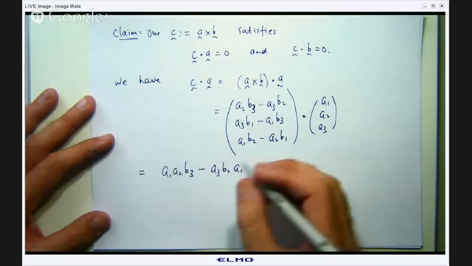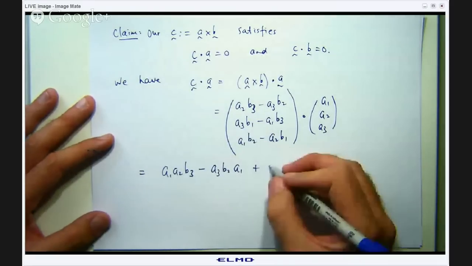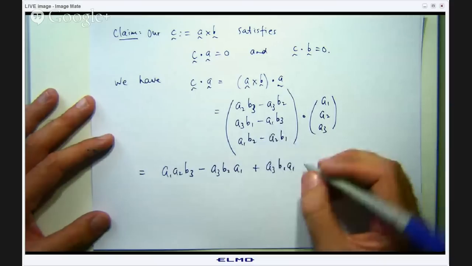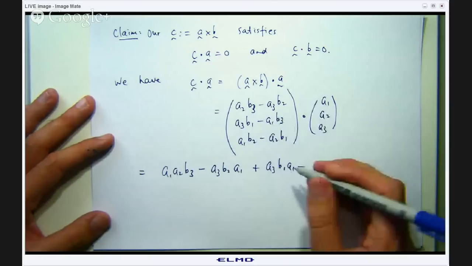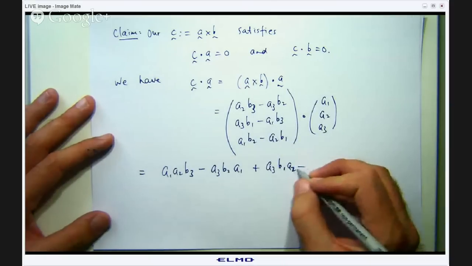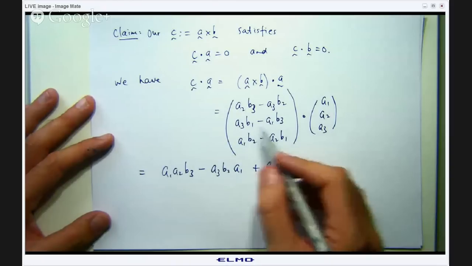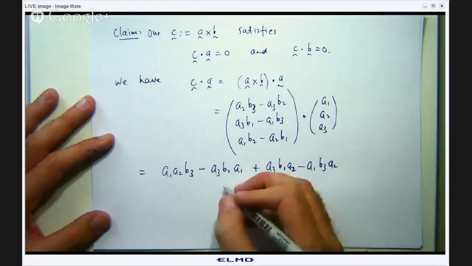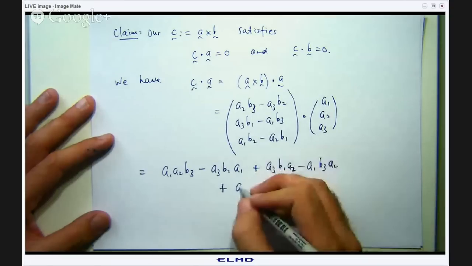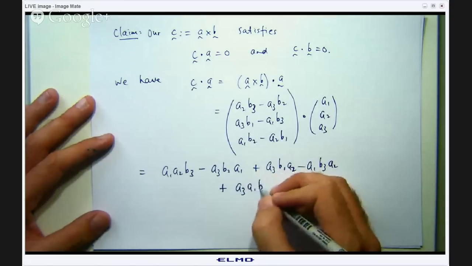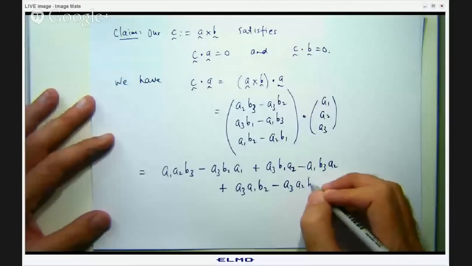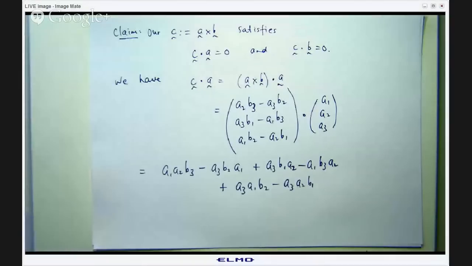Plus, minus, oops, sorry, that should be A2. Yep. Plus A3, A1, B2, minus A3, A2, B1. So now all we want to do is look for the cancellation. Hopefully I haven't made a mistake here.